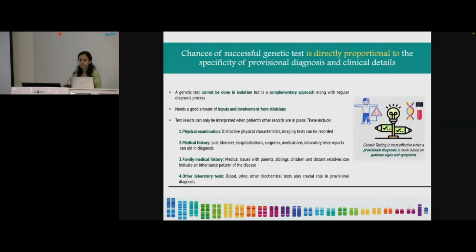That is the importance of the pedigree. Whenever we get any patient, we need to map it on a pedigree. So if there are any medical issues present in the parents or siblings, whether there are unaffected siblings or affected siblings, or some distant relatives, we need all this information together to get an idea about the inheritance pattern of the disease. The next one is other laboratory testing, like blood, urine, and other biochemical tests. They also play a very crucial role, especially in inborn errors of metabolism, where a particular enzymatic test will directly give you a clue about the disease. So we need to have such information in hand.